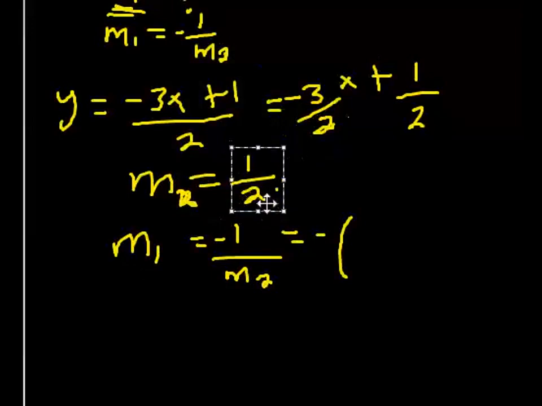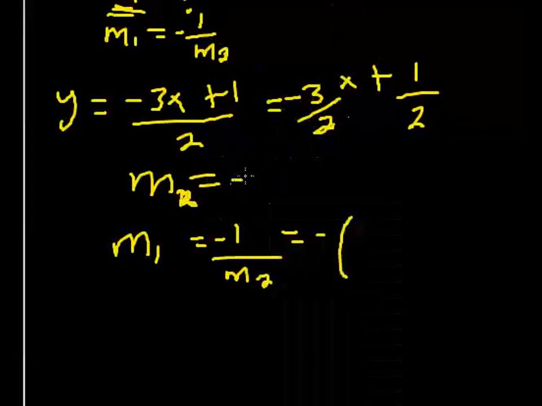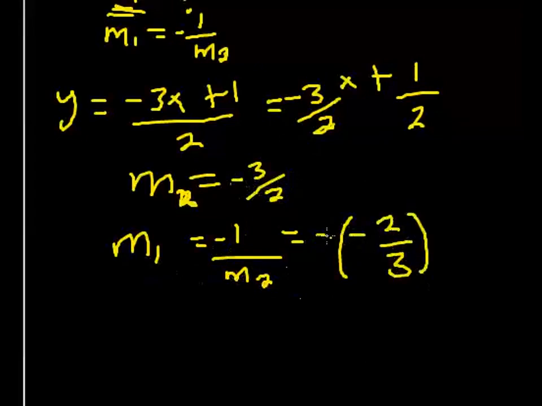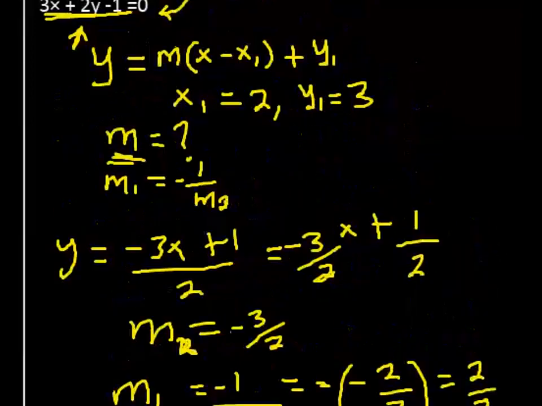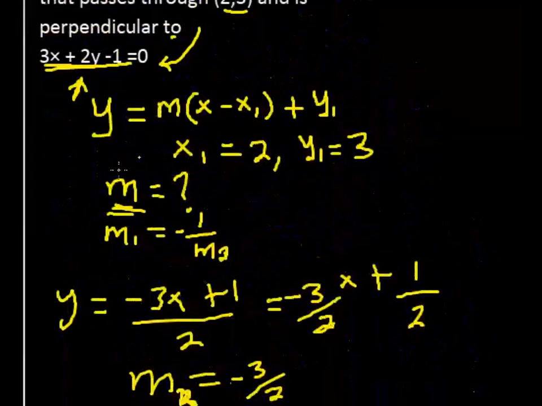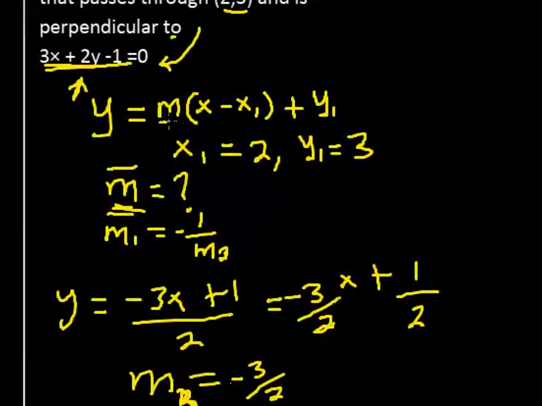Please pardon this mistake. This m2 is minus 3 over 2. So m1 is now going to be the reciprocal of this slope. That means 2 will go up, and that's minus 2 all over 3. Of course, minus times minus will give me plus, so that's going to be 2 all over 3. I hope that is well understood. So this is the slope that is missing here. I've gotten it: it is 2 all over 3.